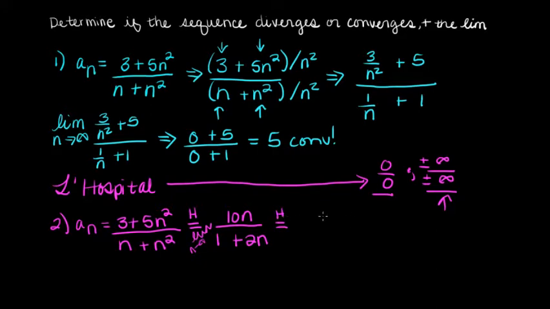So the derivative of 10 will give me 10, all over 1 will go to 0, 2n will just go to 2. And I have the exact same answer of 5, and it converges. So it really depends on which way you like to do. Both work. They're both valid. So if you like to take the limit at each stage and take the derivative of both the numerator and denominator, go for L'Hopital's rule.